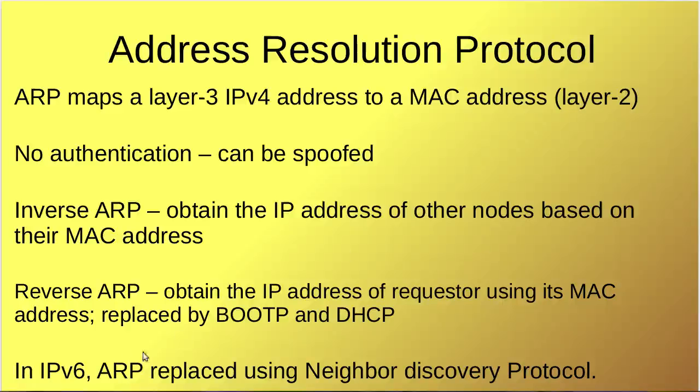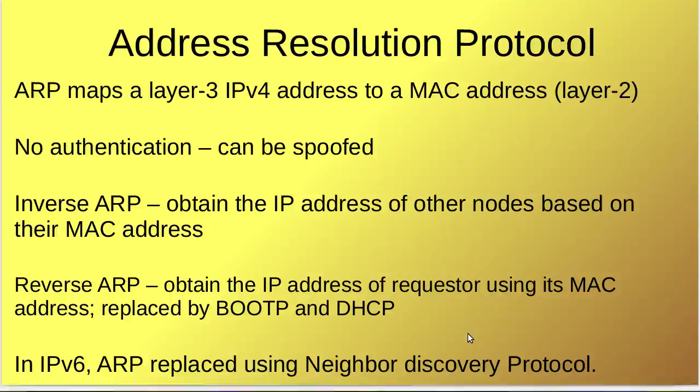In IPv6, ARP is completely replaced using what's called the neighbor discovery protocol. So a lot of these things just go away, and some of these security vulnerabilities go away with IPv6.